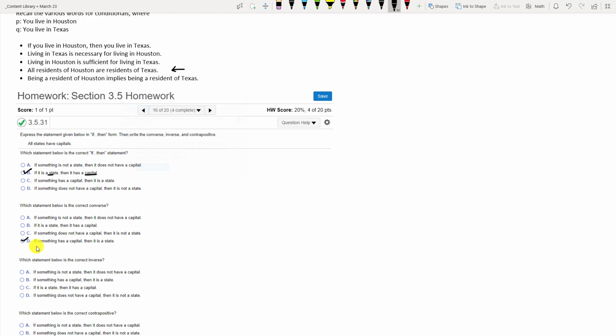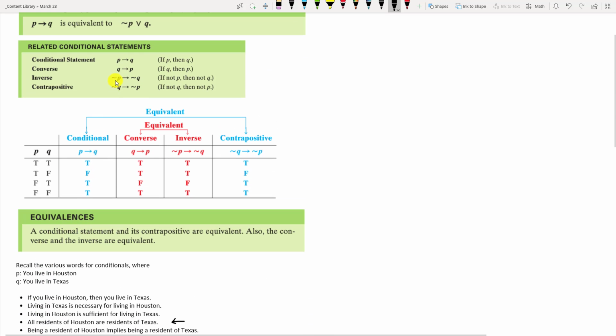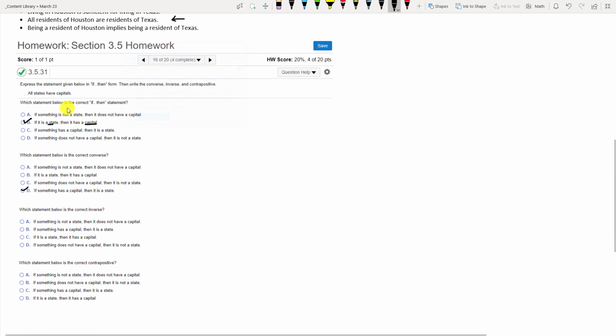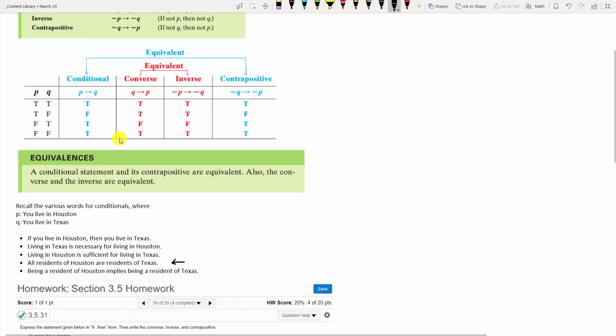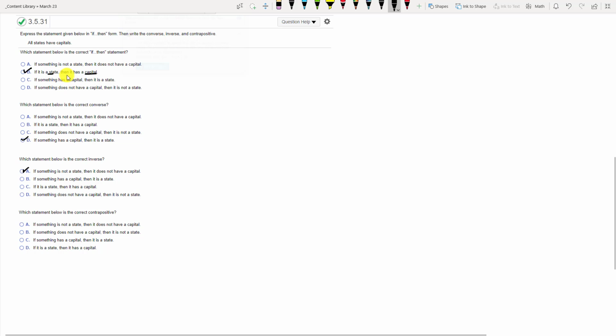Now the correct inverse. The inverse says if not P, then not Q. So if something is not a state, then it does not have a capital, and that would be answer choice A. And finally, the contrapositive, which is if not Q, then not P. If something does not have a capital, then it is not a state, and that would be answer choice B. This is a pretty simple little topic, just designed to introduce you to the concept of a converse, an inverse and a contrapositive.